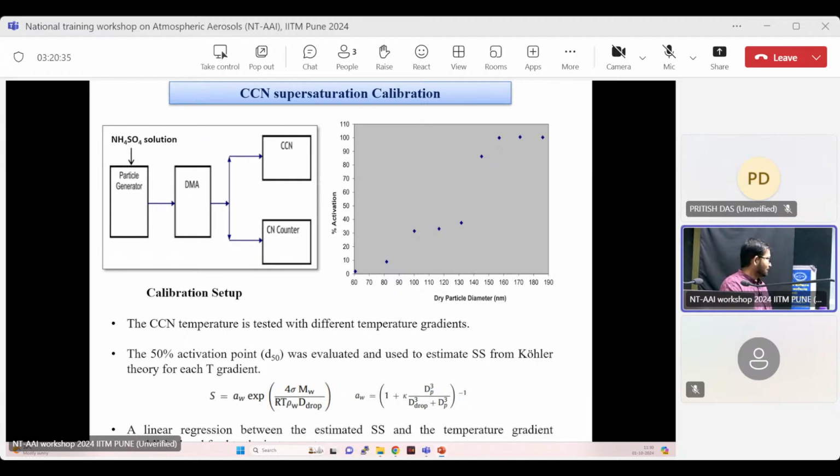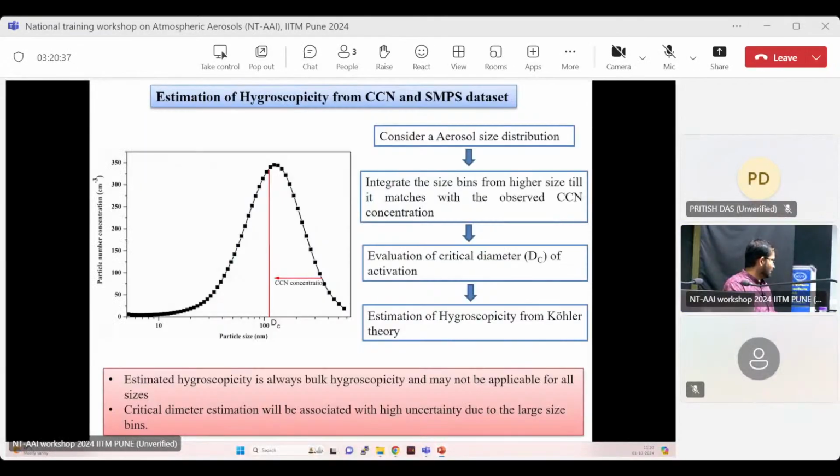But the drawback of that method is that you are assuming the whole size distribution, so you are missing the size-resolved kappa information. The estimated hygroscopicity is always a bulk hygroscopicity. You are getting it for the aerosol as a whole, not for individual sizes. And the critical diameter estimation can always be uncertain because of your size distribution, as you will see in the demonstration and tomorrow also.